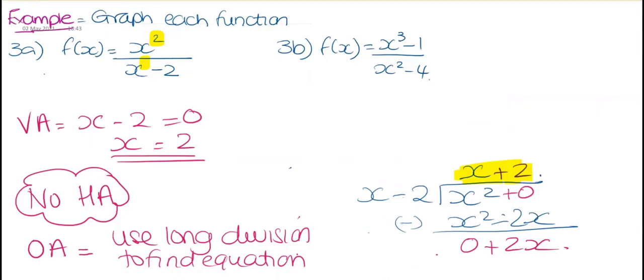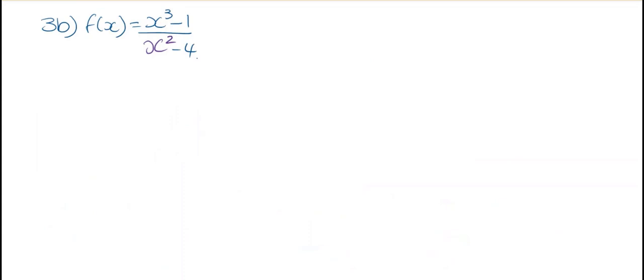Okay, so we're going to have a look at 3b. The first thing we need to do is compare our degrees. It's higher on the numerator, so we know that there's no horizontal asymptote. And the difference is 1, so there's going to be an oblique asymptote.